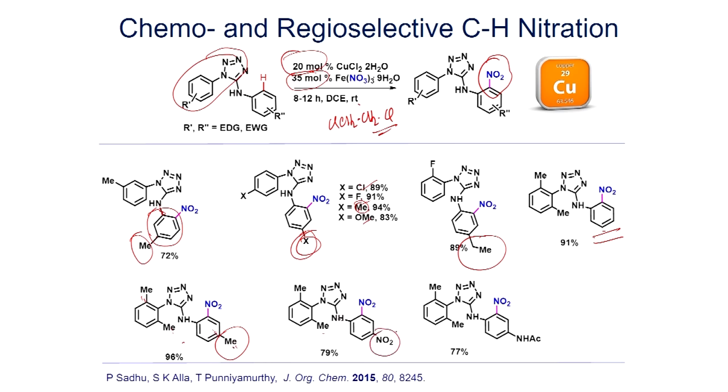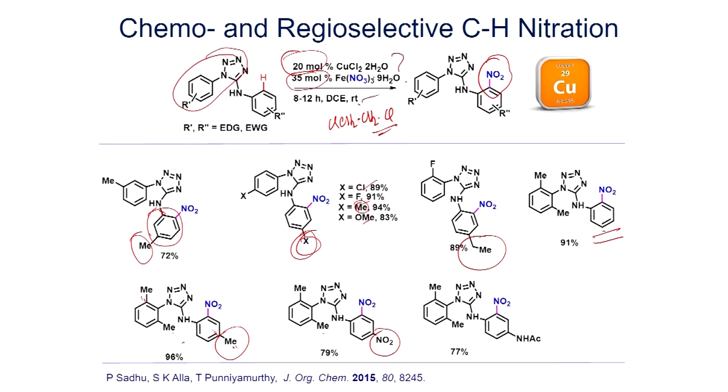If we remember, we have seen nitrobenzene, you have to heat at around 100 degrees Celsius to introduce another nitro group to make 1,3-dinitrobenzene, but here at room temperature using this combination of copper(II) chloride and Fe(NO3)3, you can introduce a nitro group. You can see here if you have the nitro group at para position, you can introduce another nitro group, meta with respect to this nitro group, ortho with respect to this amino group. You can also have an amide, for example, acetamide, if you have it, you can also introduce a nitro group.